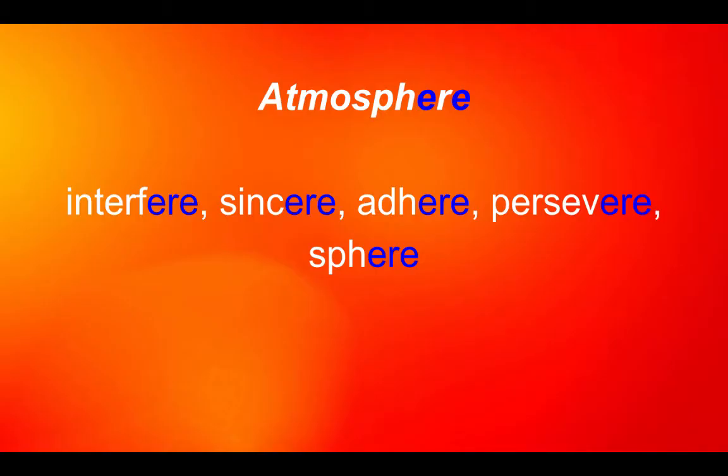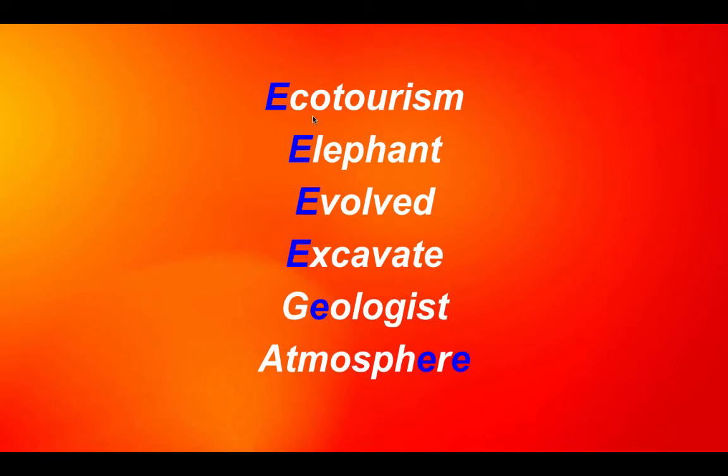Now, we might just go back quickly and identify which word has which sound. So we have ecotourism, when the letter E makes that long E sound. Short E in elephant. In fact, it's got 2. You can see another one here, more of a schwa sound, isn't it? Elephant, my favourite sound, schwa in the middle there. Evolved, another long E sound. Excavate, where it is making a short E sound. Geologist, another long E sound.